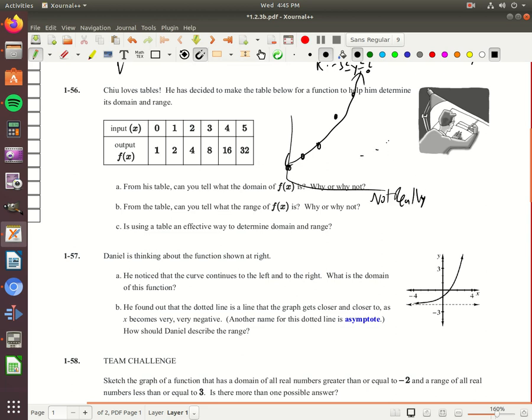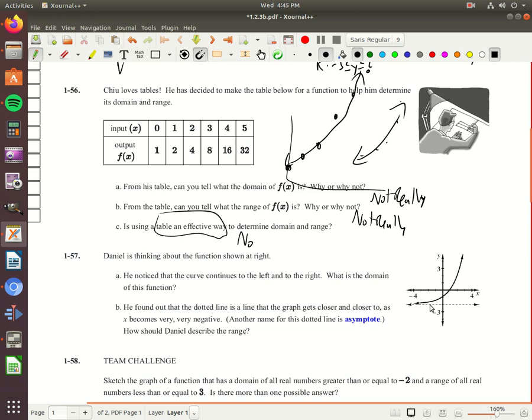I don't know if it's discrete, meaning only the points, or if it's continuous, meaning I get to connect those points. It's hard to tell with the table. From the table, can you tell the range? And again, I don't know, is it 1, 2, 4, 8, 16, and 32? Or is it 1 through 32? I don't know. So again, it's hard to tell. The point is, tables aren't very effective, right?